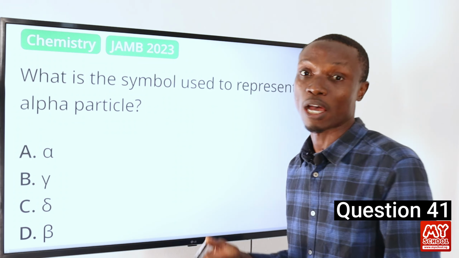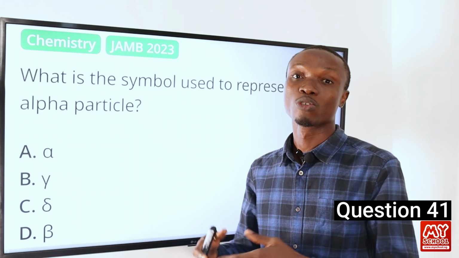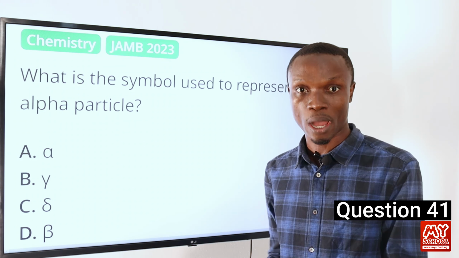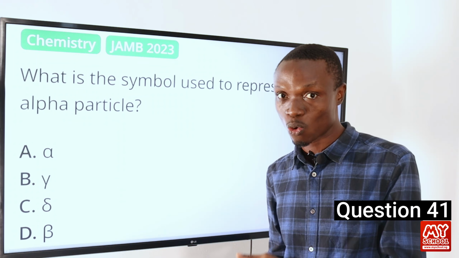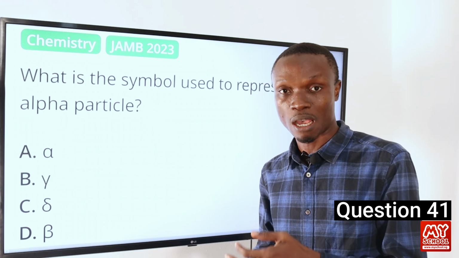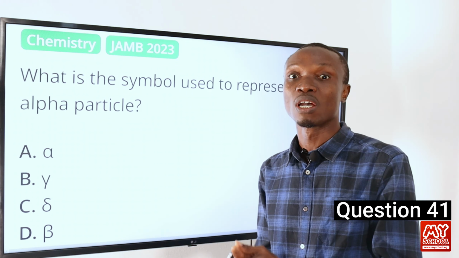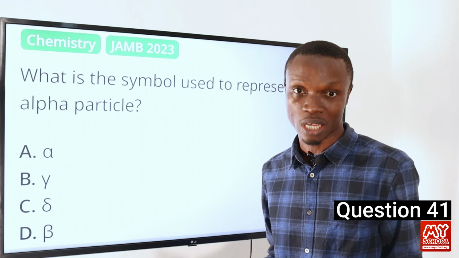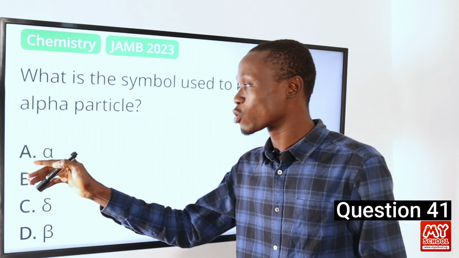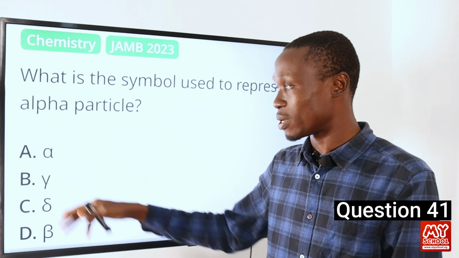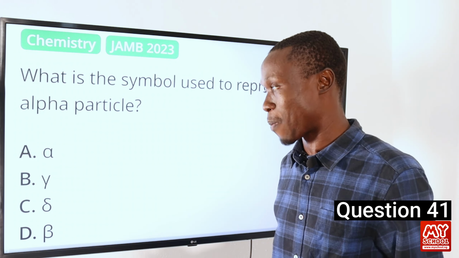Particles are usually emitted by radioactive substances, and there are three in number. We have the alpha particle, the beta particle, and the gamma particle. There are symbols that are used to represent them. The symbol in option A is used to represent the alpha particle.